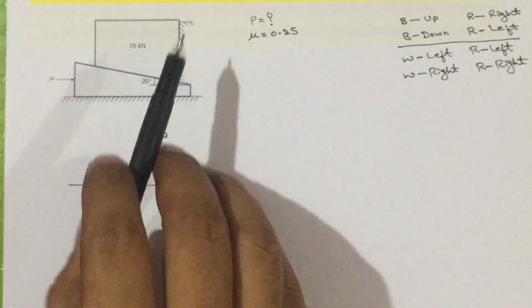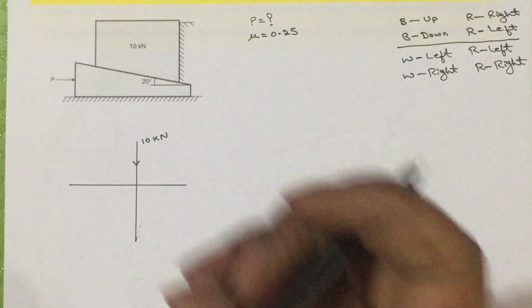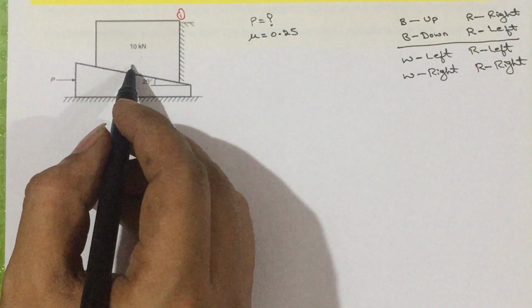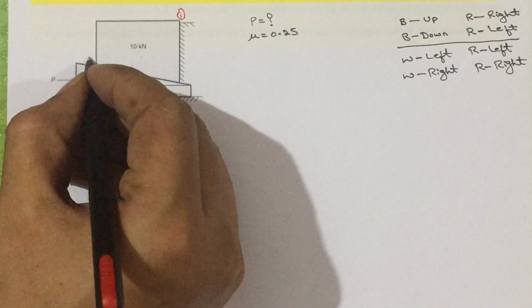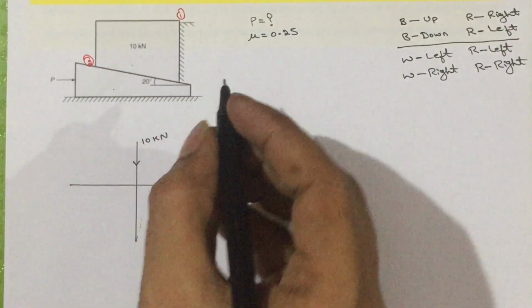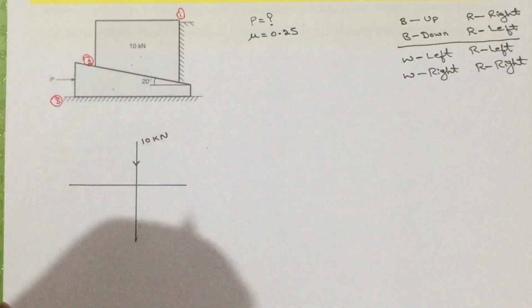Next, here we have the contact surfaces. First, identify the contact surface and name it. This is the first contact surface. Then between the block and the wedge, this is the second contact surface, and between the wedge and this floor, this is the third contact surface. So, okay.